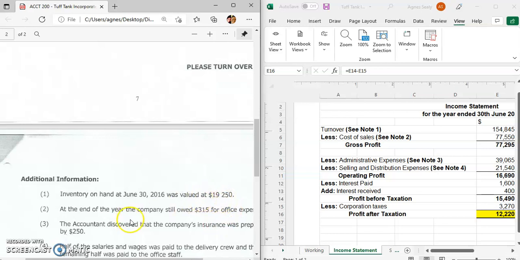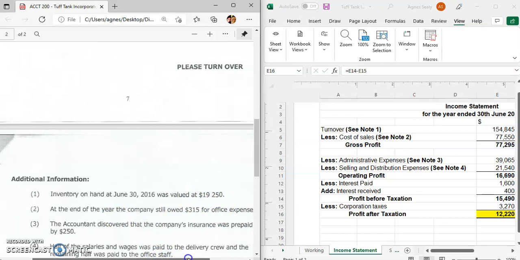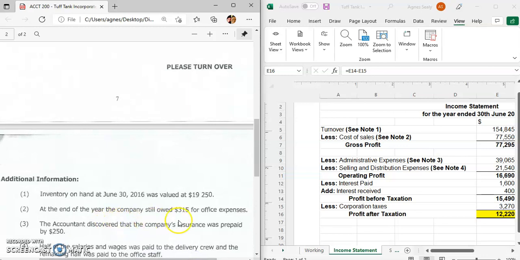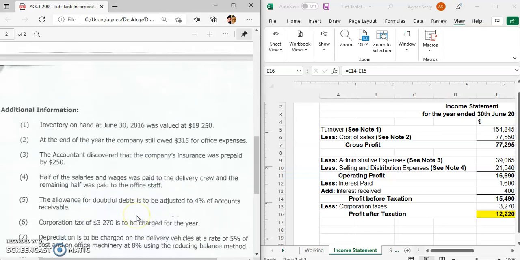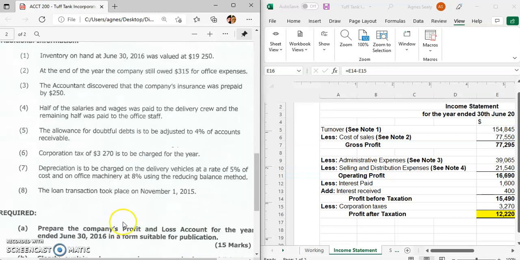In the additional information, we have our closing inventory of $19,250. It also mentioned office expenses owing at the end of the year, the prepayment for insurance, and we were told to calculate an allowance for doubtful debt. We also have some taxes that were charged for the year but were not paid, and we were able to calculate depreciation on our delivery vehicles and our office machinery.